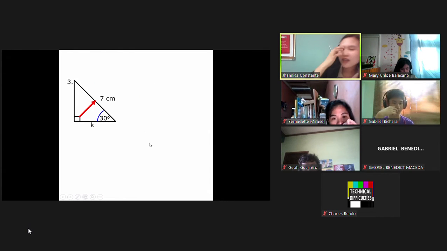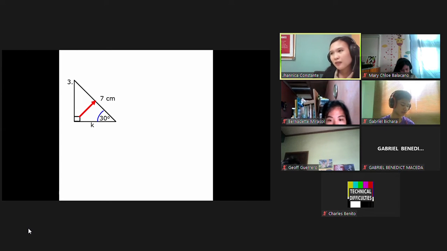So let's say we're going to solve for the side. Kanina we were solving for the angle. Now we're going to solve for the side of a triangle. Let's say we have this triangle. The measurement of the angle is 30 degrees. One of the sides measures 7 centimeter. And we're going to solve for the side K, the measurement of the side K.